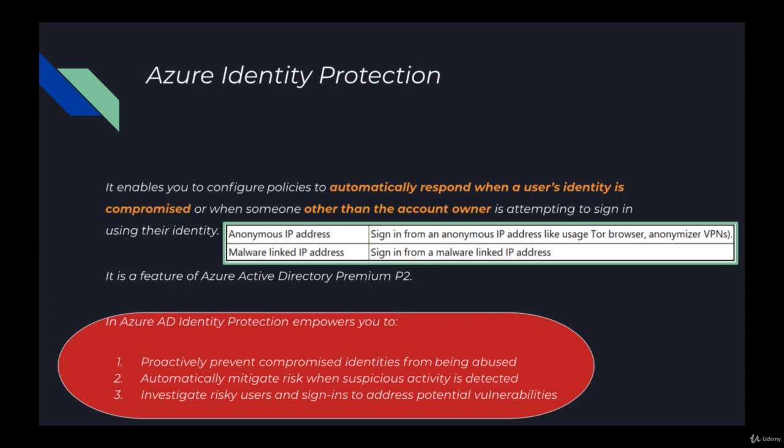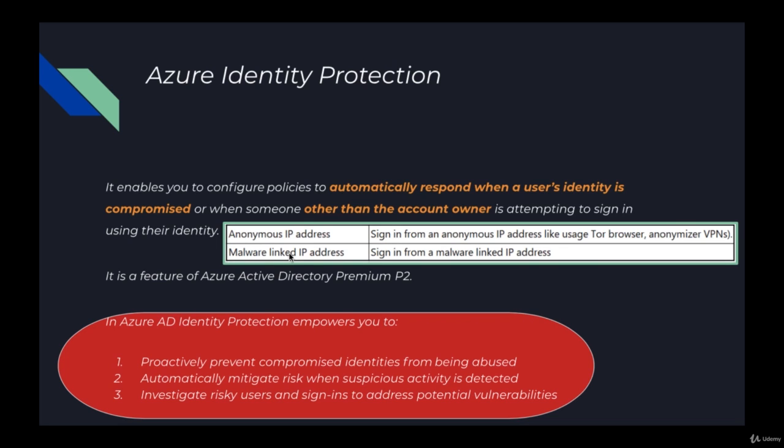So how does Microsoft provide protection to those identities? With Azure Identity Protection, you can configure various policies to automatically respond when a user identity is compromised, or when someone other than the account owner is trying to sign in using some other user identity. In that case, it will automatically send an alert and block that user from signing in.